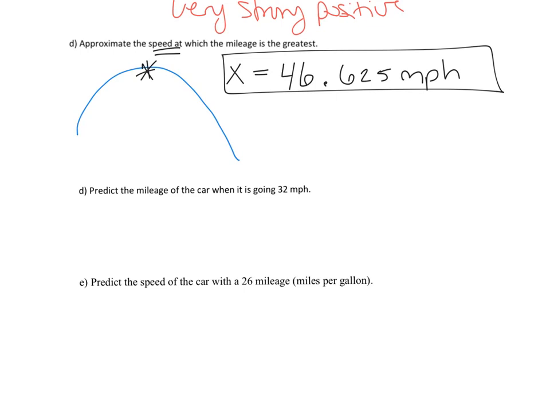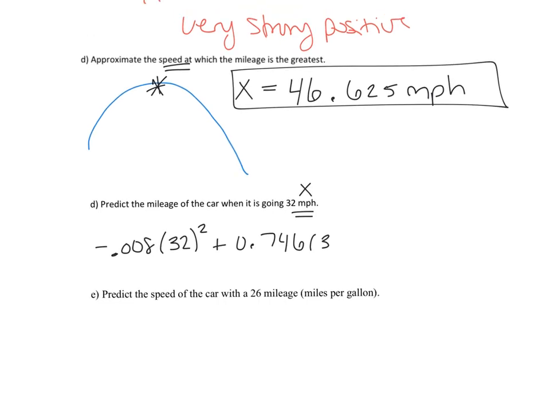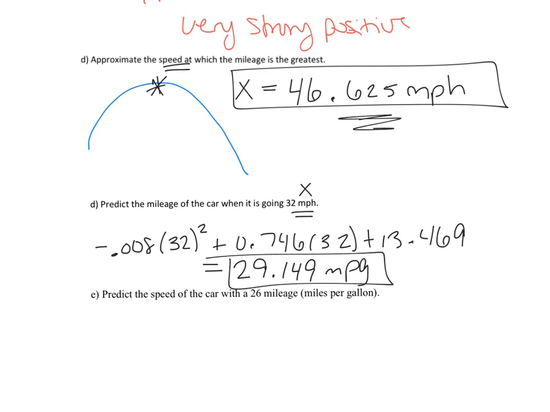The next question says, predict the mileage of the car when it's going 32 miles per hour. This is a speed, so it's an x value. All you have to do is plug that x value into the equation that you got at the beginning of the problem. So I'm going to replace all my x values with 32, plus 13.469. When you plug that into your regular calculator screen, you will get an answer of 29.149 miles per gallon. The reason why I picked 3 decimal places for these two problems is because at the beginning of the problem they said round to the nearest thousandth, so you usually want to follow suit.